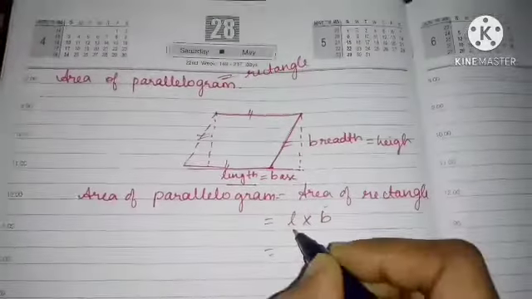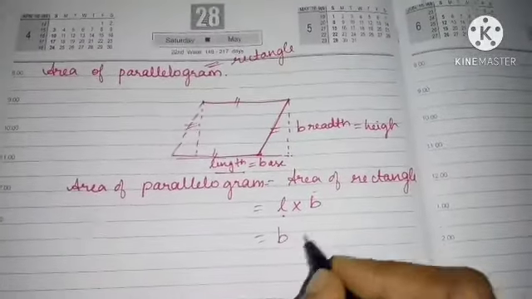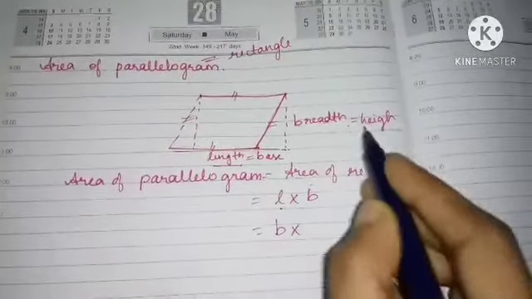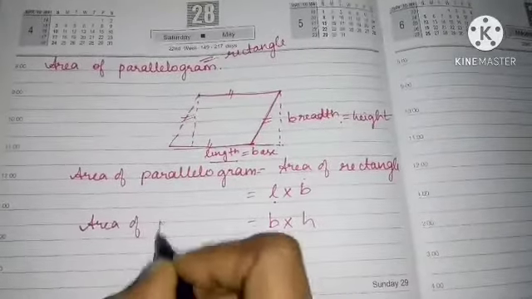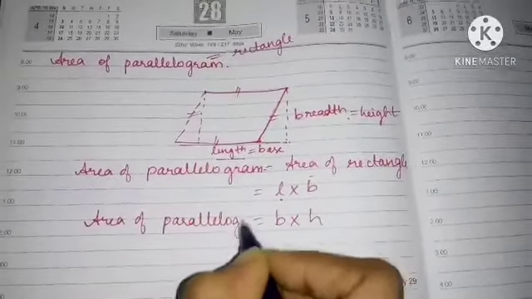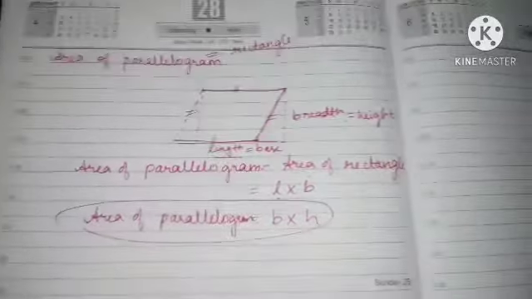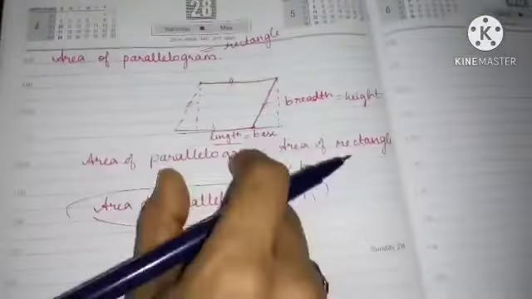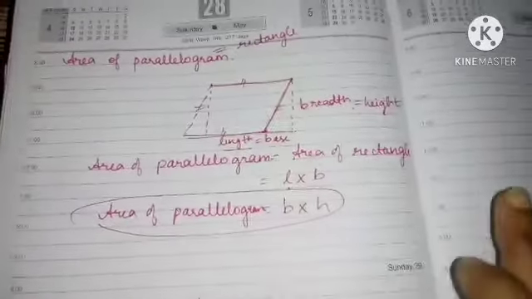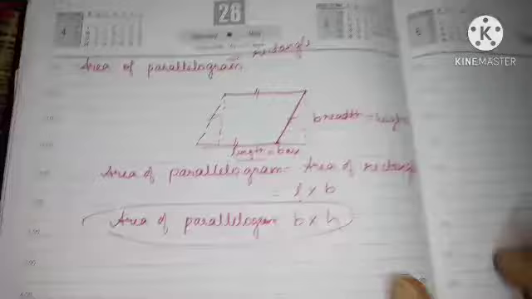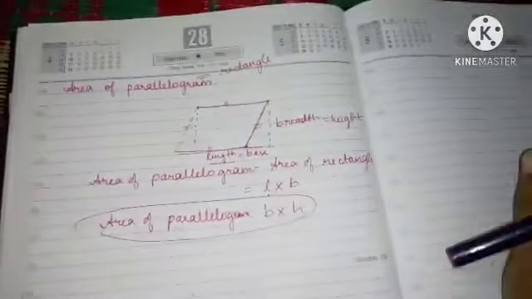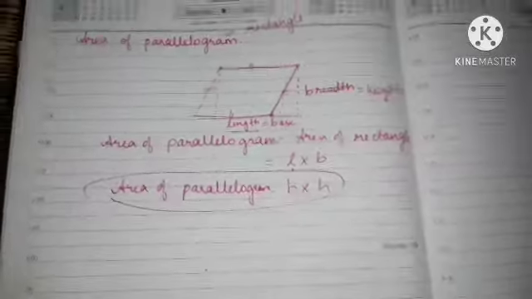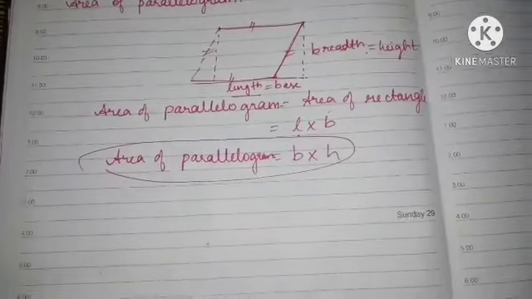So instead of length, what will you say? Base. Capital B you will put. Instead of breadth, what will you say? Height. Capital H you will put. So what has the area of the parallelogram become? Base into height. See children, the area of a parallelogram and a rectangle are the same. No difference, but the naming alone is different. Instead of length you say base, which is the bottom. So it is base into height. That's all. No other difference; both are the same, but the naming alone is different.